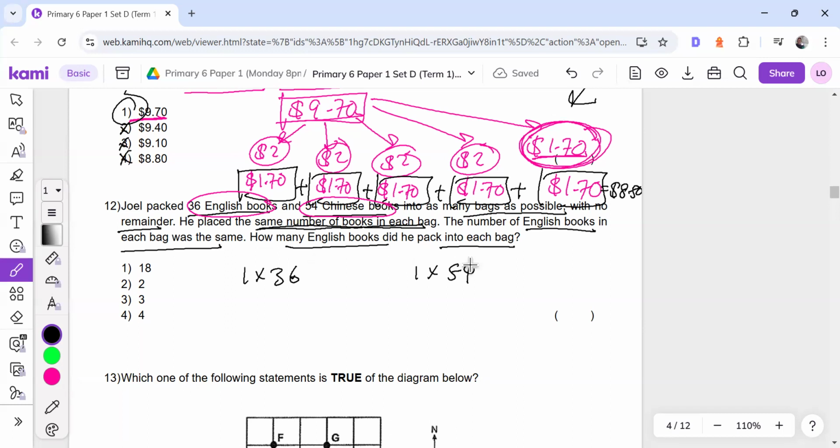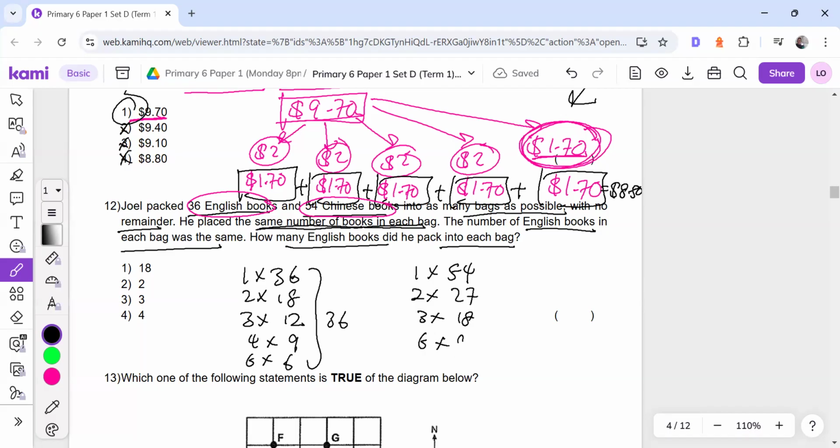Right. Then you ask Mr. Ong, why do you find factors? All right, let's find the factors first, then you will see why. So you write out the factors: 3 times 12, 4 times 9, 6 times 6. Then all these are factors of 36. Then 1 times 54, 2 times 27, 3 times 18, 4 cannot, 5 cannot, 6 times 9, 7 cannot, 8 cannot, 9 have already. So these are the factors of 54, right? So these are the English books and these are the Chinese books.